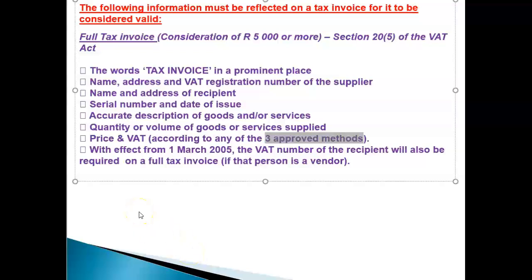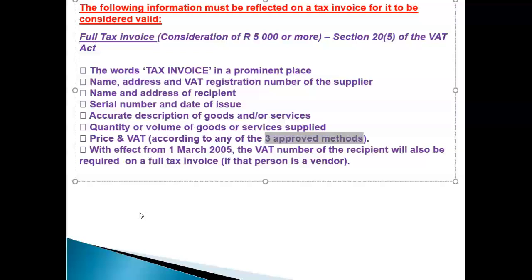If I've sold these 6 Supermoon dining room chairs at 1,000 Rand each to you, I could have said 6 times 1,000 equals 6,000 Rand. That is the VAT exclusive price. So I would have had a subtotal, 6,000 Rand. I would have said add 15% VAT on the 6,000, which gives me 900 Rand, and I would have total invoice value 6,900 Rand.